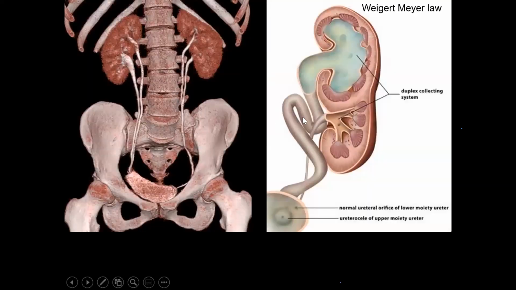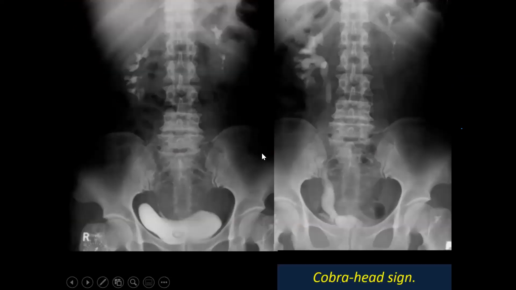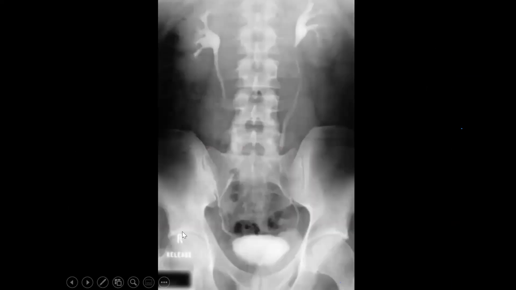So this is important to localize the exact site of the ureterovesical junction on CT urography. Here is another example where we can see the focal filling defect at the junction because of the cobra head sign. The cobra head sign is due to a ureterocele at the junction, which can be seen as a rounded filling defect on the right side or the left side.